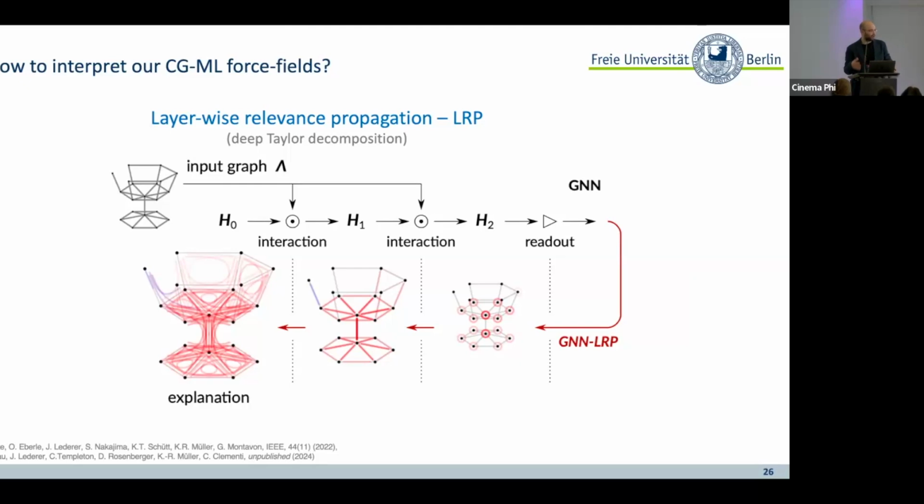GNN-LRP is an interpretation technique that basically decomposes the network output for a graph neural network into relevance that is associated to several walks of the graph. So you can think about it as a sort of multi-body decomposition, since our output is the energy. And from that, we can get some insights. So we can see if the predictions from a relevance point of view are consistent with what we would expect from a physical point of view.